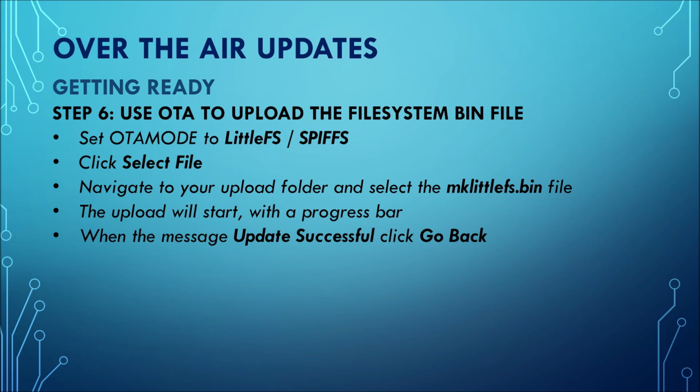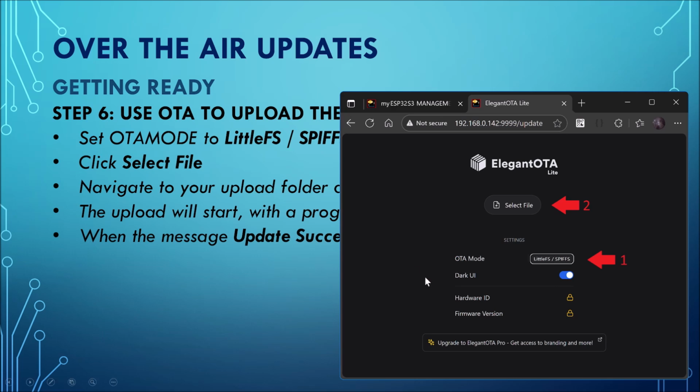We're still in the OTA server, and this time we're going to select LittleFS from the OTA mode. We'll browse to select the mklittlefs.bin file, and then the upload will start just as before, progress bar, and when it's update successful, we'll click go back. So here we are. I've toggled this button by clicking on it, and we're now ready to upload the file system.